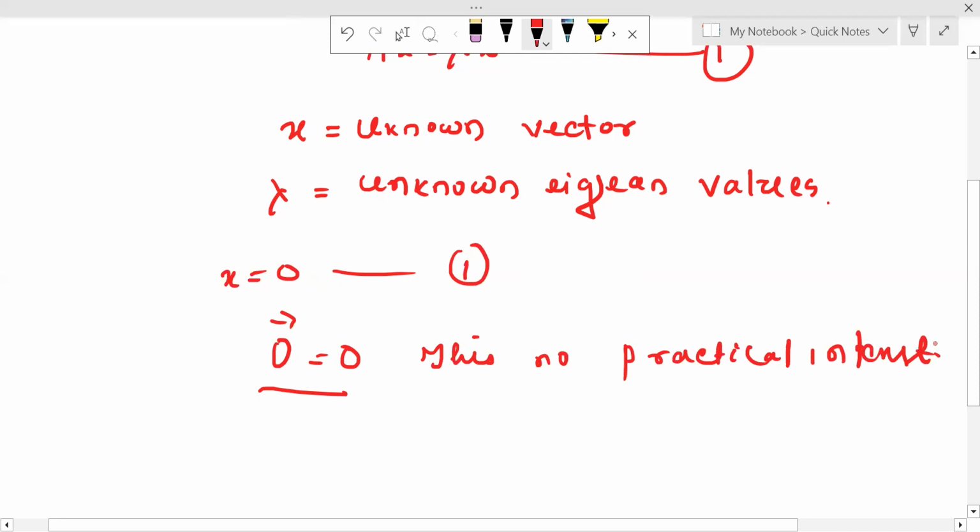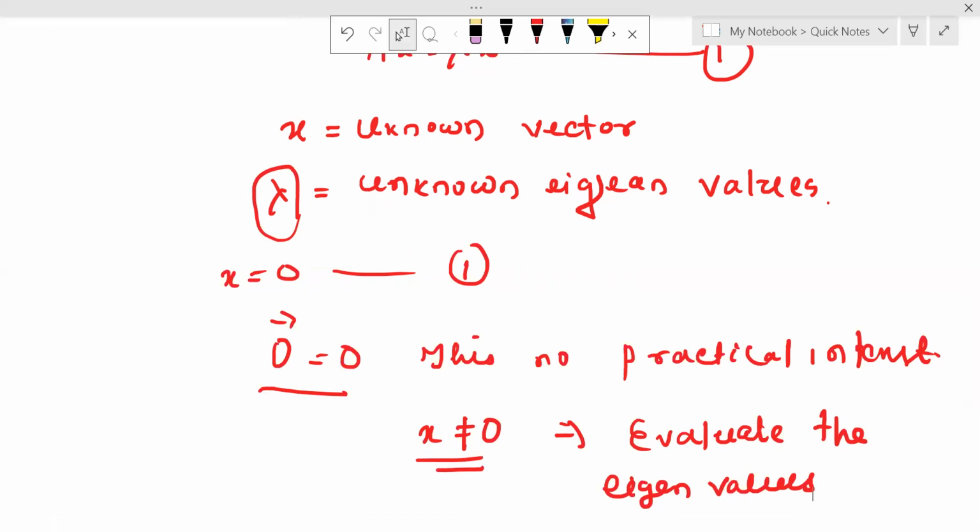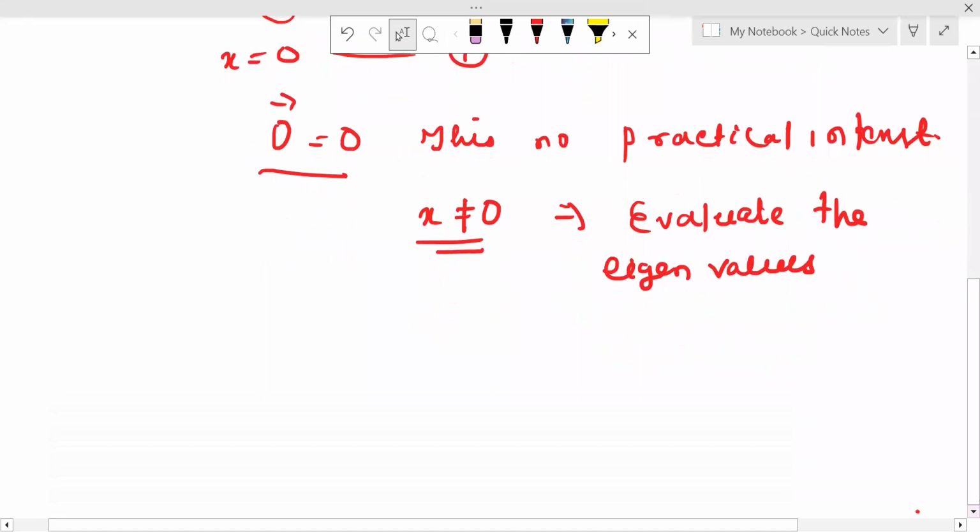So for evaluating the eigenvalues lambda, we must take x not equal to 0, then evaluate the eigenvalues. These are the eigenvalues, or characteristic values, as we can also say.